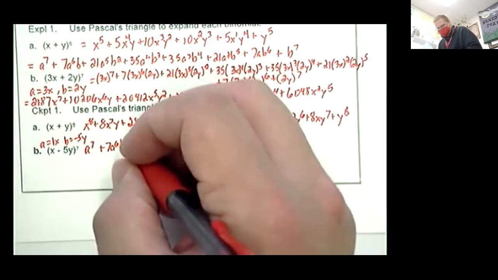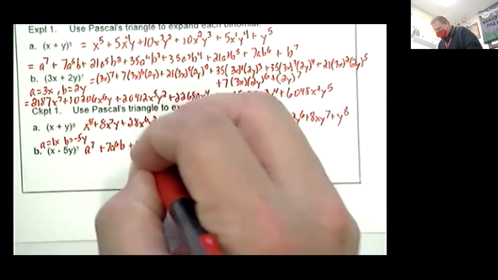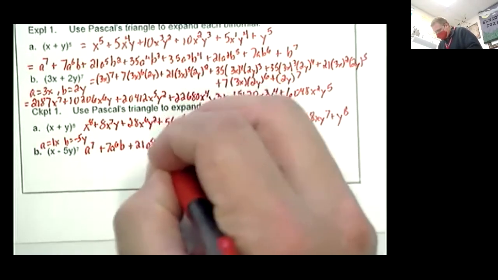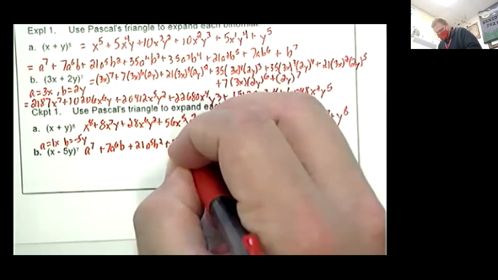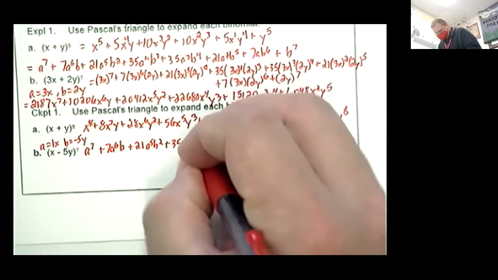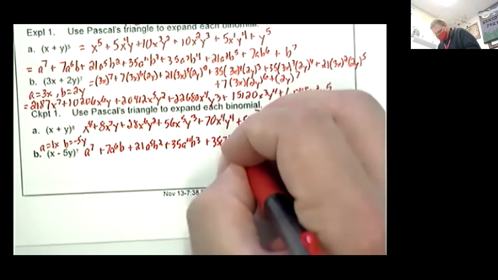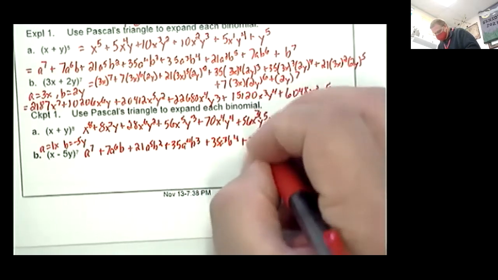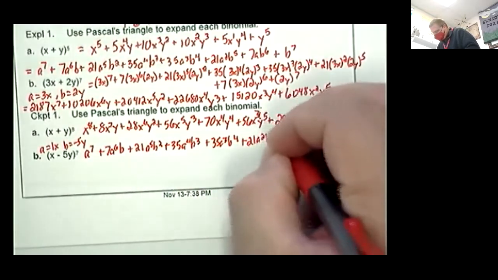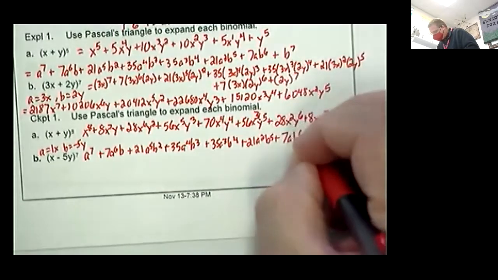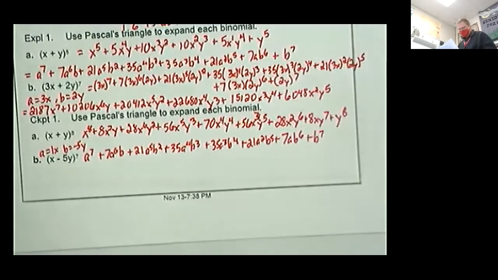A to the 6th B plus 21 A to the 5th B squared plus 35 A to the 4th B cubed plus 35 A cubed B to the 4th plus 21 A squared B to the 5th plus 7 A B to the 6th plus B to the 7th.